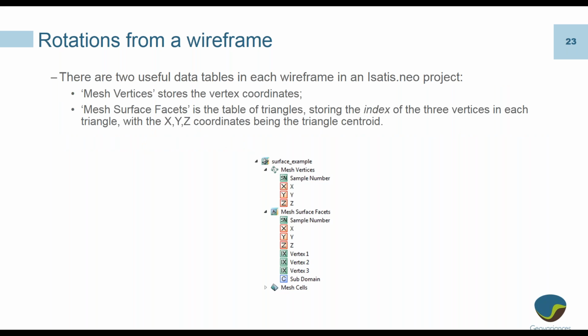But in Isatis.neo, whenever you create or import a wireframe, you've got 2 useful data tables. You've got mesh vertices. These store the coordinates and a sample number of each vertex in the wireframe. And you have mesh surface facets. These are the triangles. The coordinates here are going to be the centroid of the triangle. And it also has these 3 index variables. These are the indices of the vertices that make up each triangle.